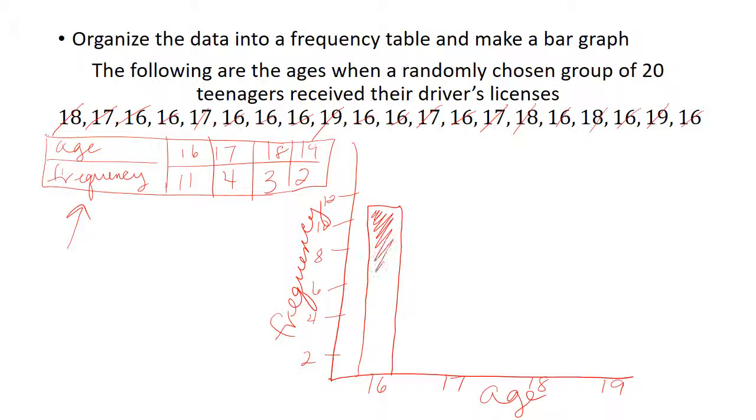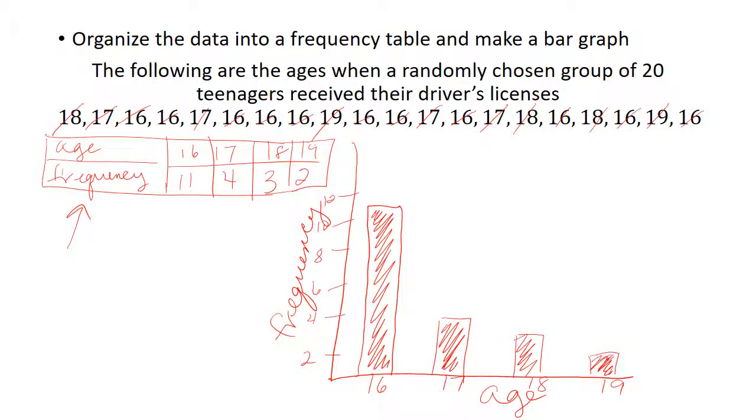Color in my bar. At 17, there were 4, so that's where our bar would go. At 18, there were 3. And then at 19, there were 2.